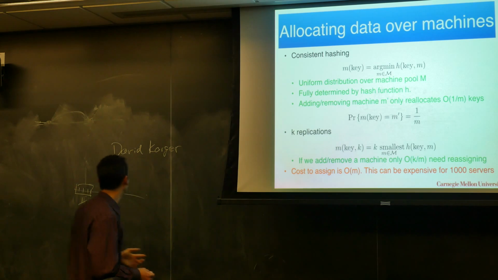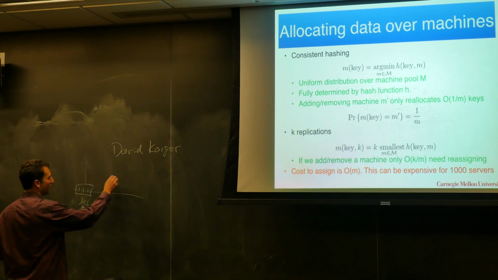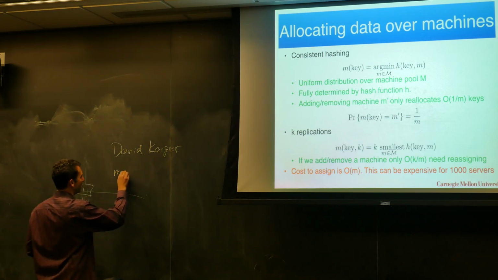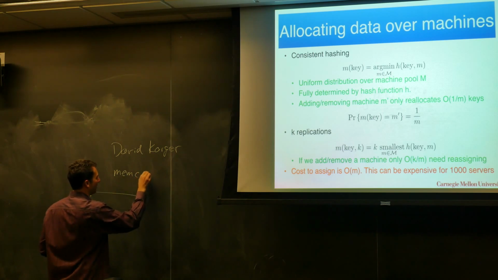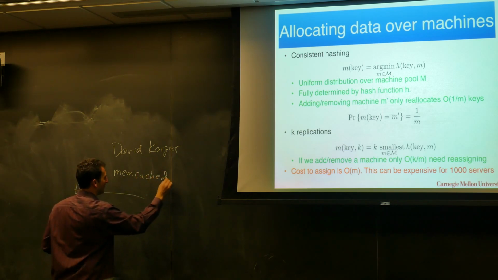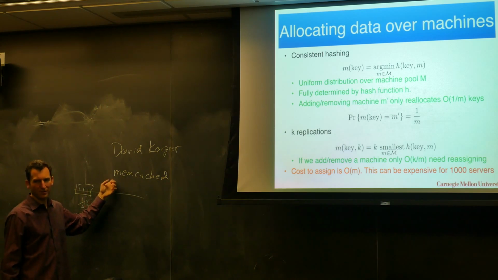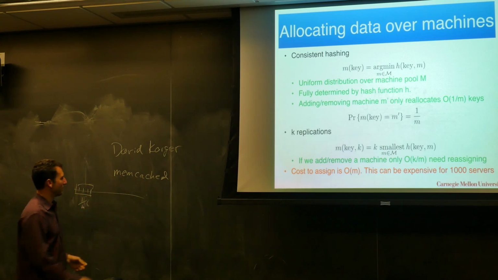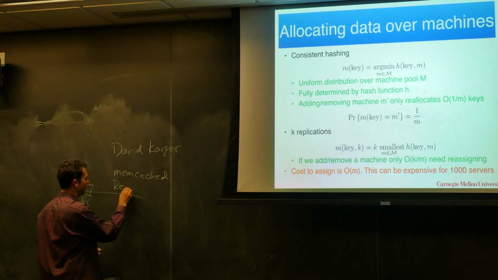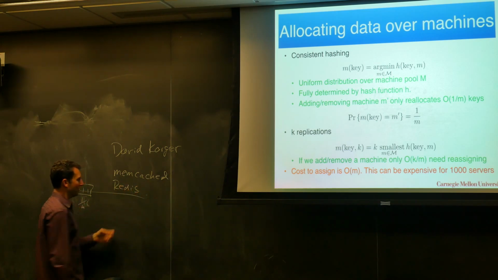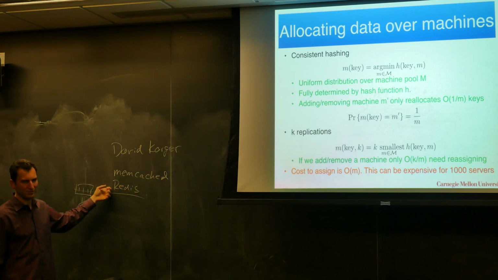There's, for instance, a piece of code that's called memcached, which does this quite nicely. It's also something called Redis, which is essentially a fancy version of this.